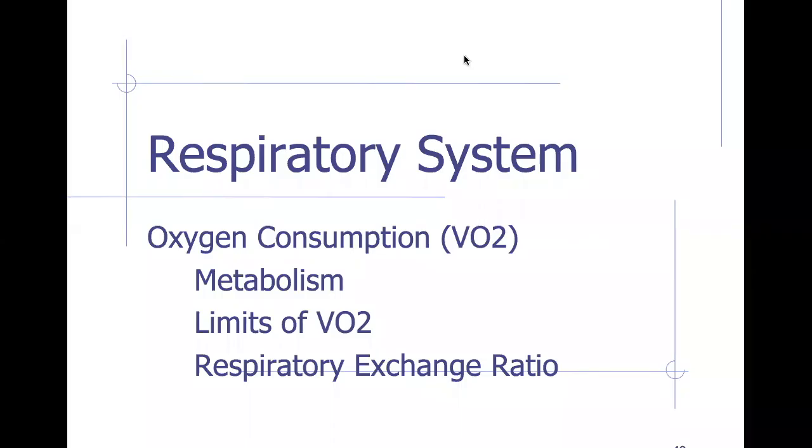So welcome back to the respiratory system. We're going to get into this video by looking at our oxygen consumption, or what's known as VO2, taking a look at our metabolism, and then getting into some of the limits of oxygen consumption within the system, and taking a look at respiratory exchange ratios.